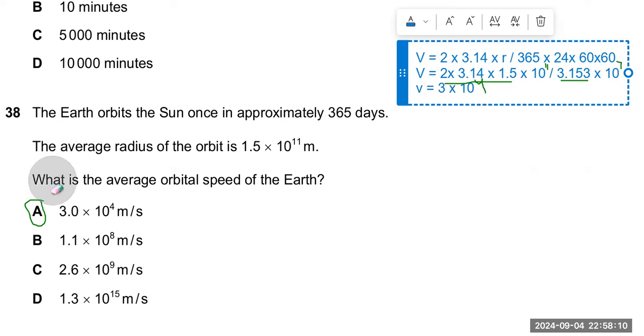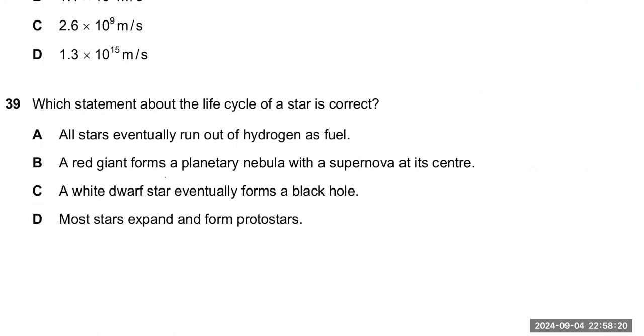Is it clear? It is very simple, and I have solved that question in a very suitable way. Now, the second last question is: which statement about the life cycle of a star is correct? The life cycle of a star depends upon the fuel. All stars eventually run out of hydrogen as fuel. When they consume all the fuel, they move towards the death period of their life. So option A will be correct.